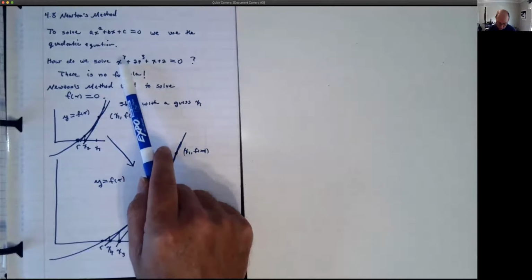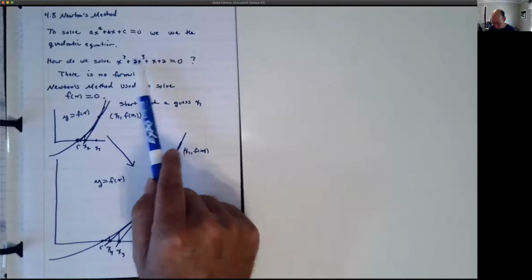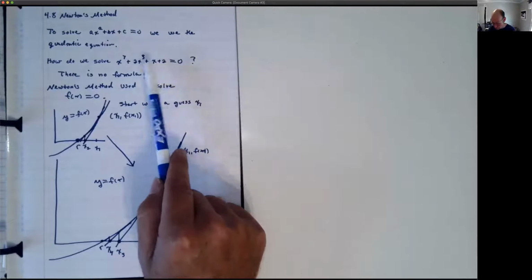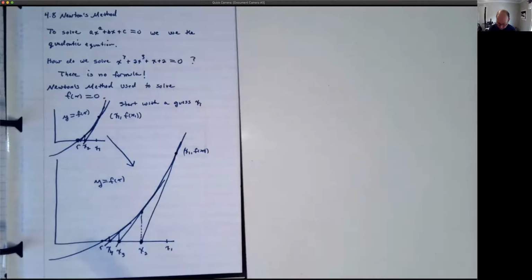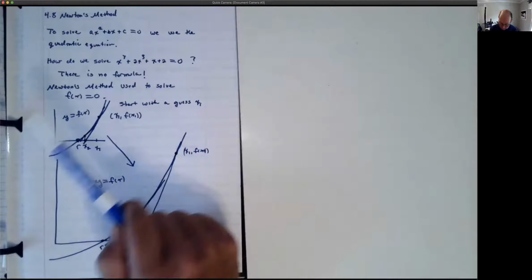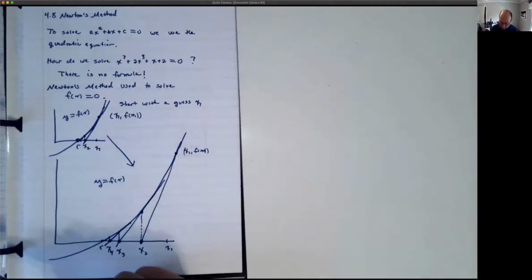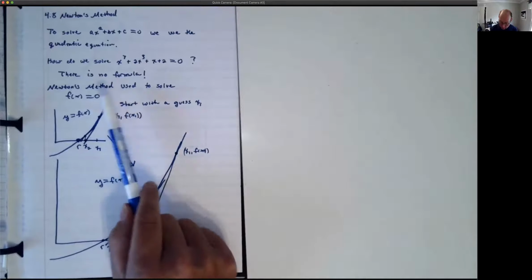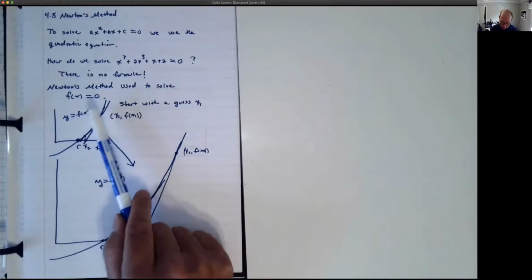So when there's an x to the seventh, there's no way to write down a nice formula in general that will always work. However, we can still find a decimal approximation of these roots, and the method is called Newton's method, and it uses calculus and tangent lines.